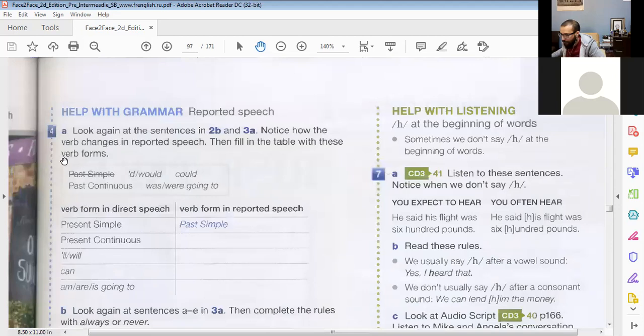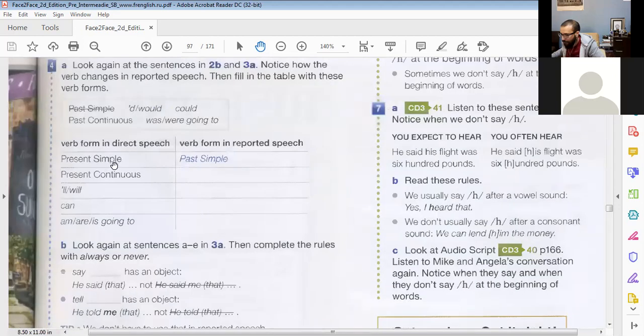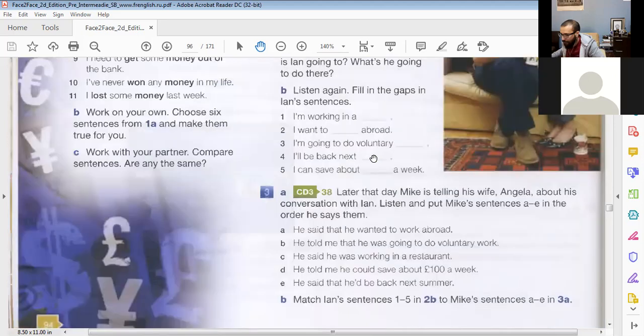So we need to look at the form used in direct speech, and then see how it changed. If we look at the present simple in direct speech, we will find that it changed to the past simple. Let's take a look at this. Can you see number 2? I want to work abroad. Can you see sentence number 2 that Ian said to his uncle? I want to work abroad. Can you see it?